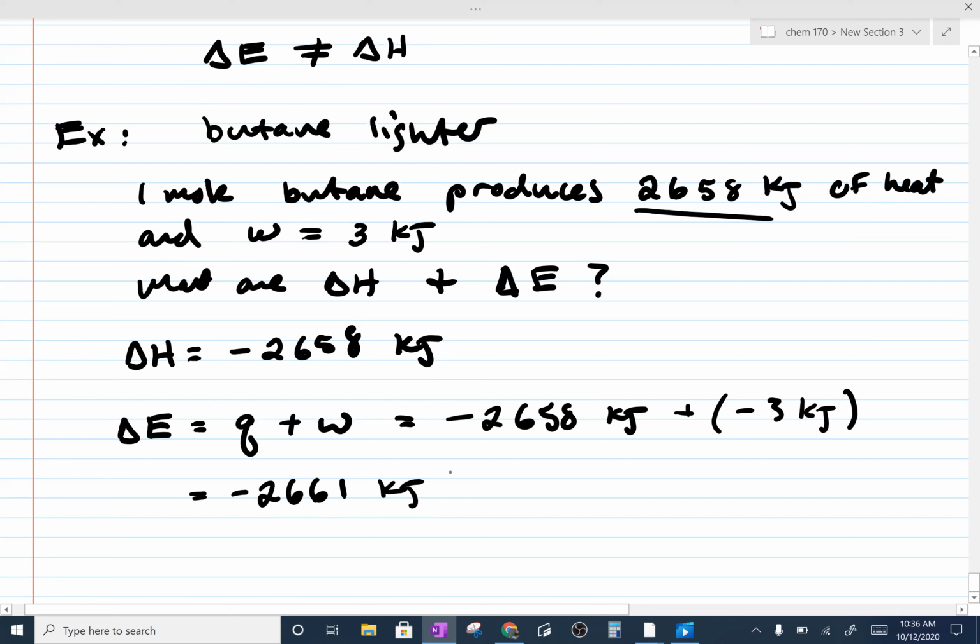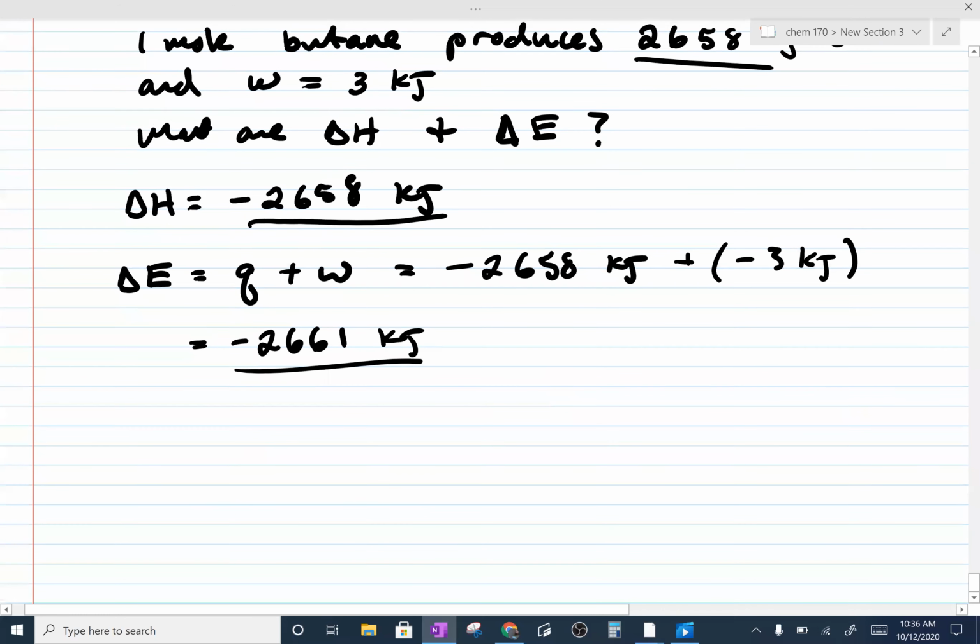Okay, so the two are close, right? There's far more energy coming out from the heat energy itself, but they are slightly different. And they are slightly different because there is a change in volume associated with the reaction. So in this case, delta E does not equal delta H.